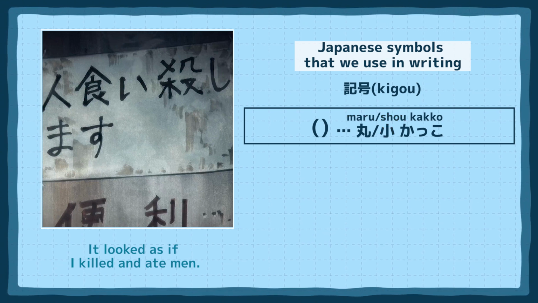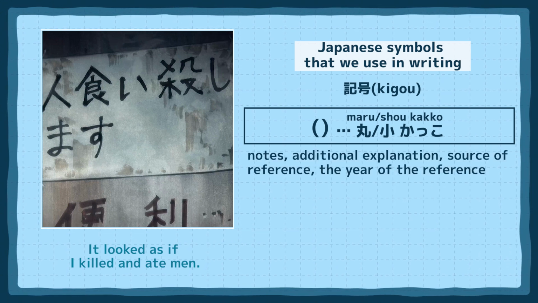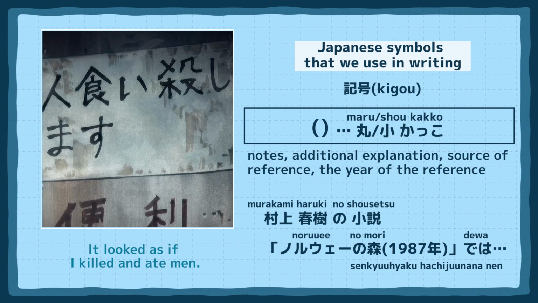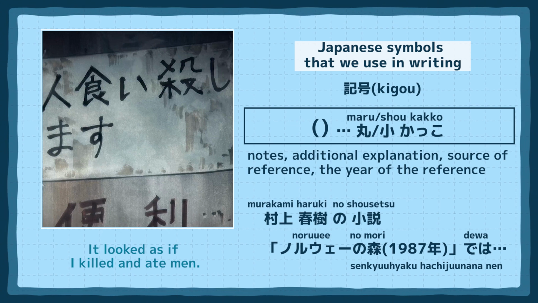And next, 丸括弧 or 小括弧. 丸 means circle, 小 means small. In formal writing, we use this for notes, additional explanation, the source, or the year of the reference. 村上春樹の小説ノルウェーの森(1987年)では. In Haruki Murakami's novel Norwegian Wood (1987). In casual use, people use this to express additional information or feeling.